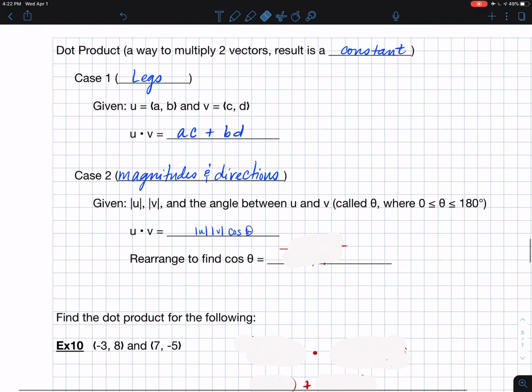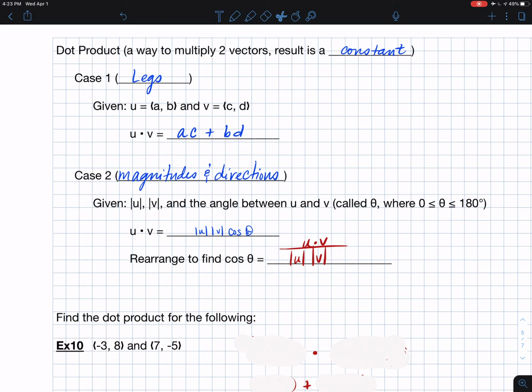All right, so then we have the dot product. Once again, please go back and make sure that you use the notes videos for this. I'm not going to go through everything. I do have case 1 and case 2. Notice that case 1 is when you're given legs. Case 2 is when you're given r's and thetas. I did ask you to rearrange and find the cosine of theta. And so I'll go ahead and give you that.